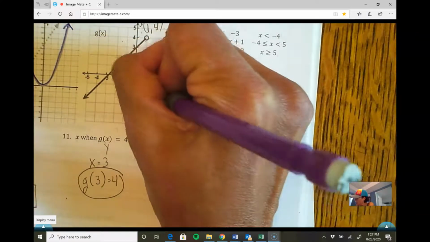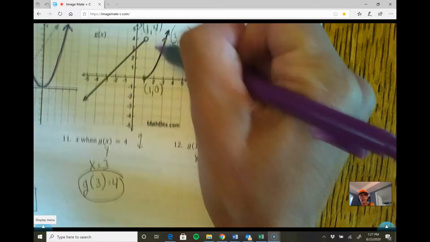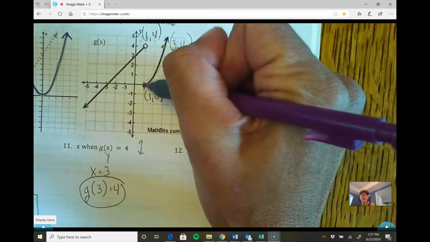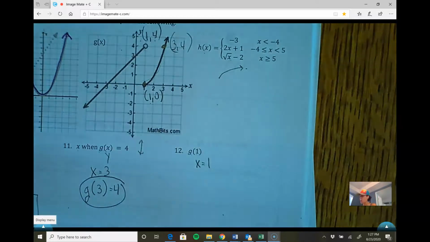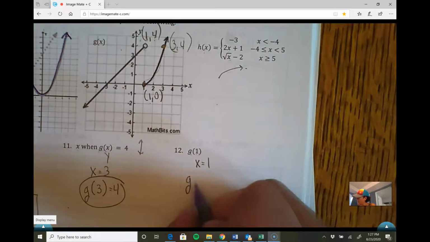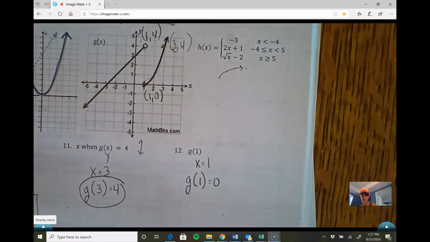And this point is (1, 0). So which one should I use? I should use the one where it is including the 1, this closed dot, not the open dot. So my answer is 0. So my function when x is 1 is worth 0.